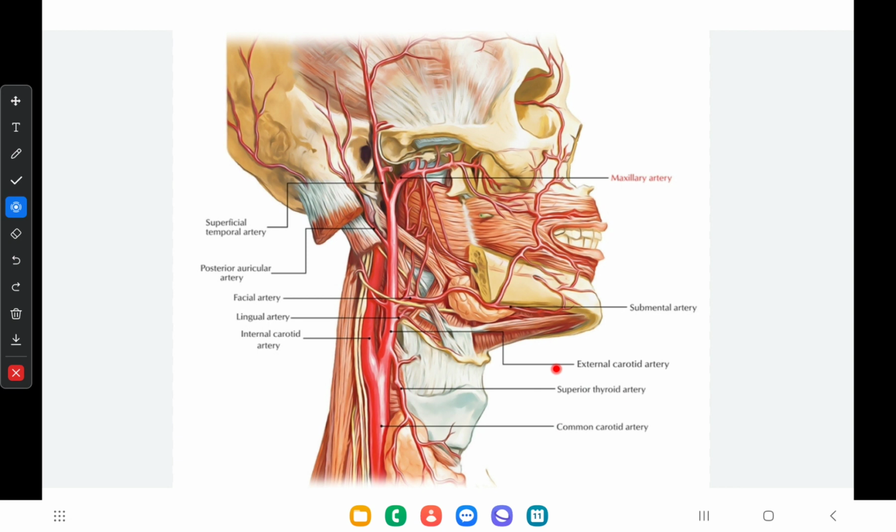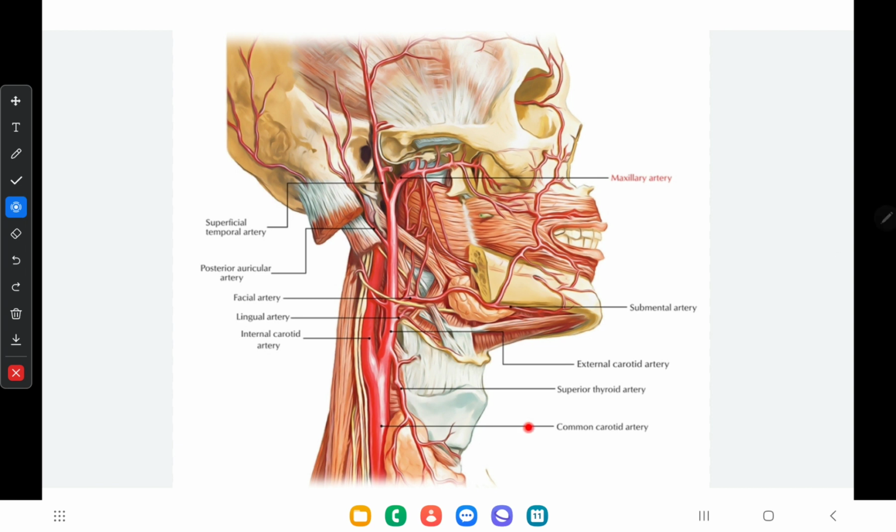Today I'm going to discuss the anatomy of the maxillary artery. Here you will learn about the course of the maxillary artery, the three parts of the maxillary artery, as well as the branches of the maxillary artery and the areas that are supplied by the maxillary artery.